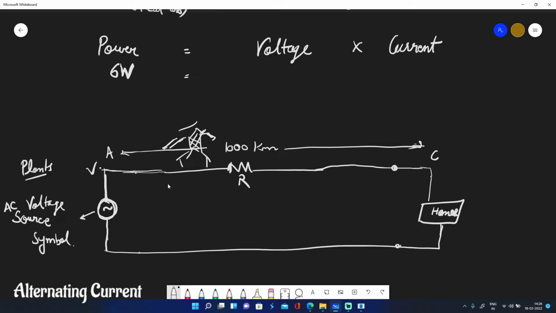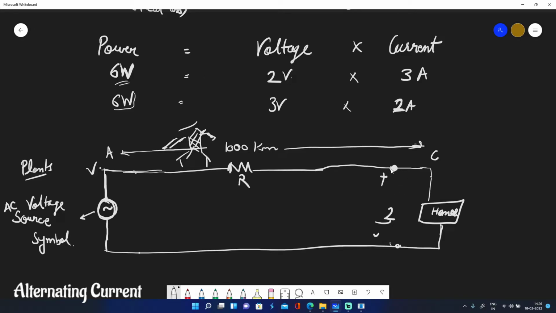If this voltage is 2 volts, and the demand is 6 watt of power, then the current drawn will be 3 amperes. Similarly, if instead of 2 volts I give 3 volts here, the current drawn will be 2 amperes, because it needs 6 watt of power.